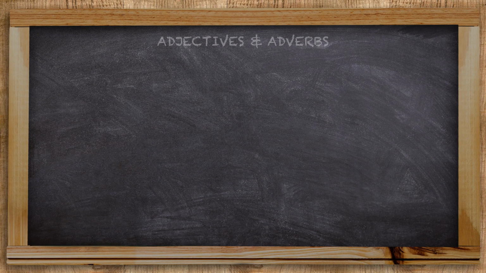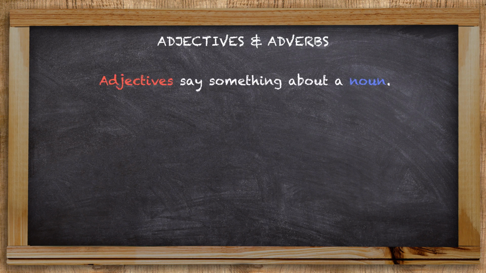In this video we'll discuss the adjectives and adverbs. The Dutch term for an adjective is bijvoeglijk naamwoord and the Dutch term for adverb is bijwoord. Adjectives are used in combination with nouns and specify the characteristics of the noun.